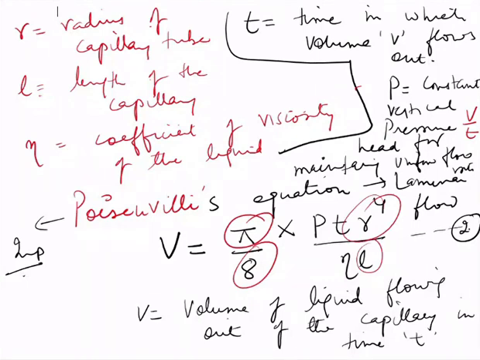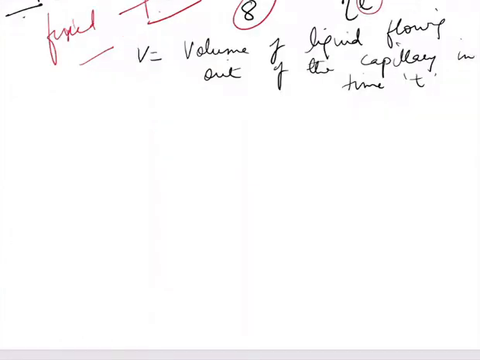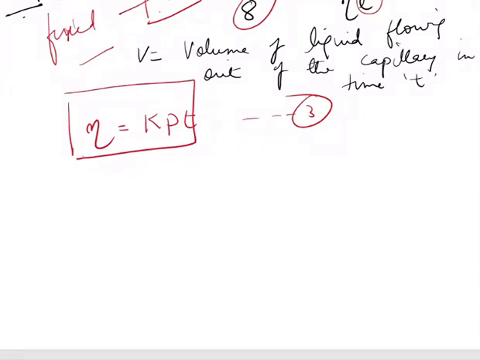Now if we assign a fixed value to the volume also, that is, we fix the volume so that only 10 ml or 20 ml flows through this capillary, then your equation gets reduced to a new equation. When you fix everything, you get eta is equal to KPT. Class, this equation is clear. Equation number 3, because the reduced equation has also been asked in exams.